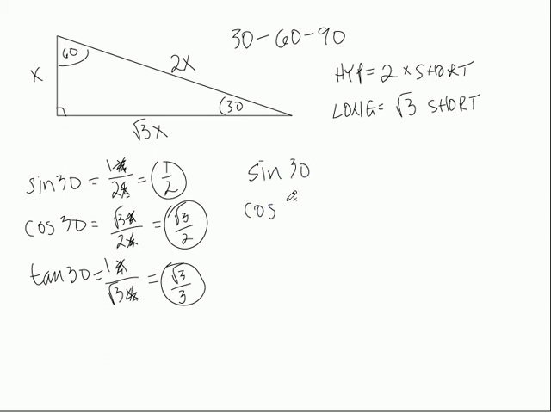Sine of 30, cosine of 30, and tangent of 30. I don't know why I put a big space there. Sine of 30, let's do this. It's opposite over hypotenuse, so it's x over 2x. Check it out. That's a half, isn't it? What did I do that for? I don't know. Somebody stop me.